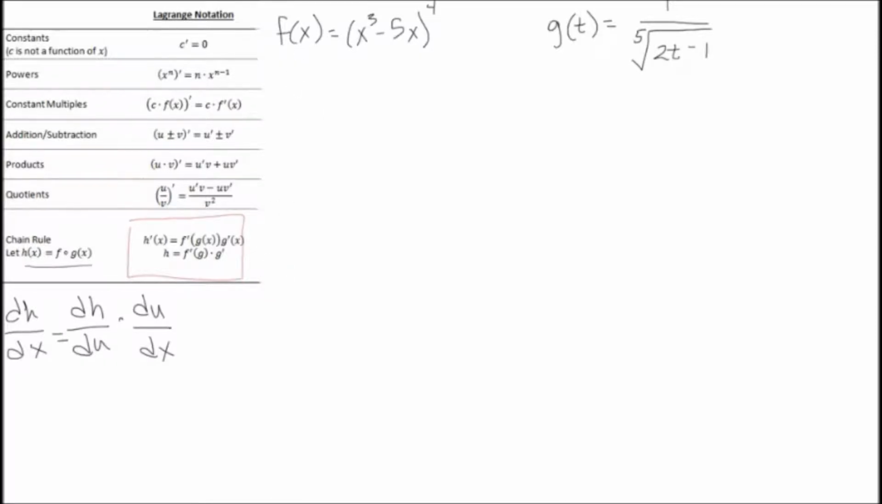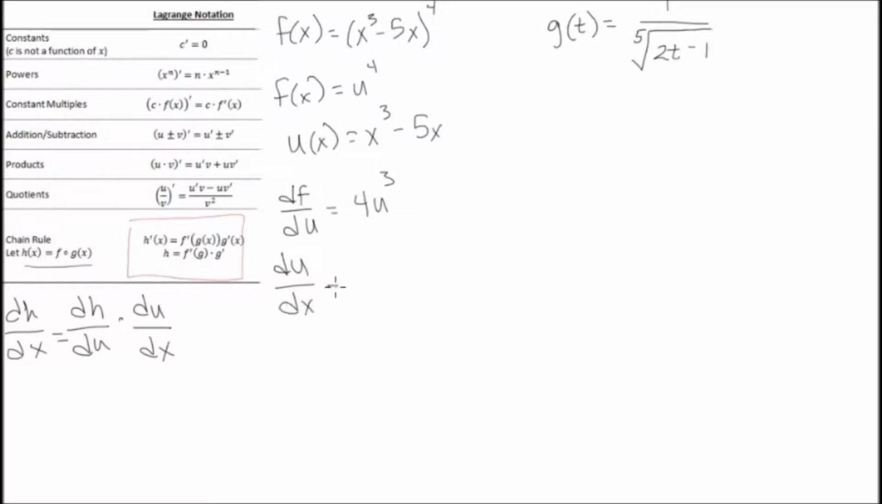All right, so here for the first function f of x, I see two functions. I see the function on the inside here, and I see a function on the outside there. So I'm going to say that f of x is equal to u to the 4th, where u of x is equal to x cubed minus 5x. df du is equal to 4u cubed. du dx is equal to 3x minus 5. Sorry, that's 3x squared minus 5.